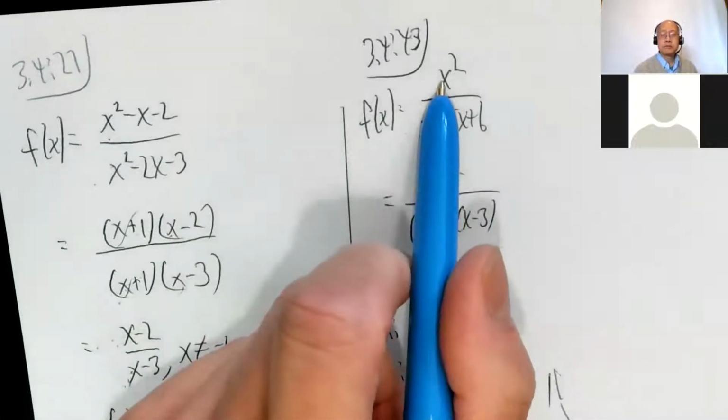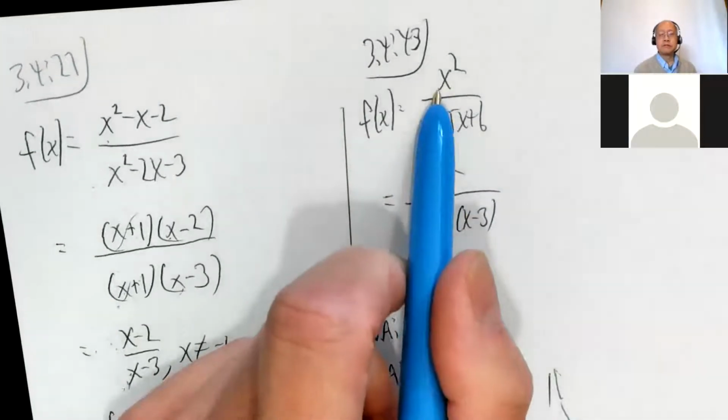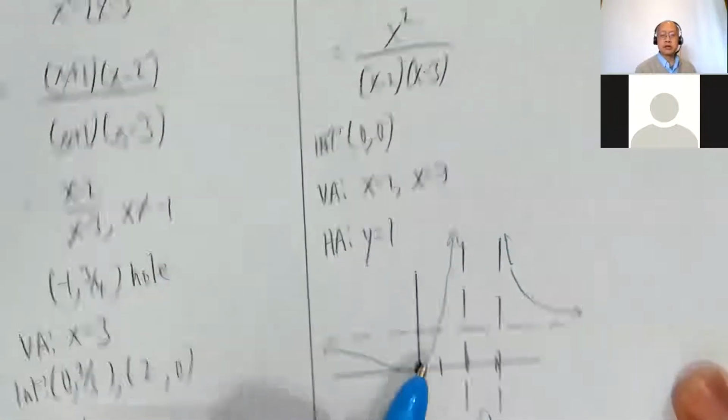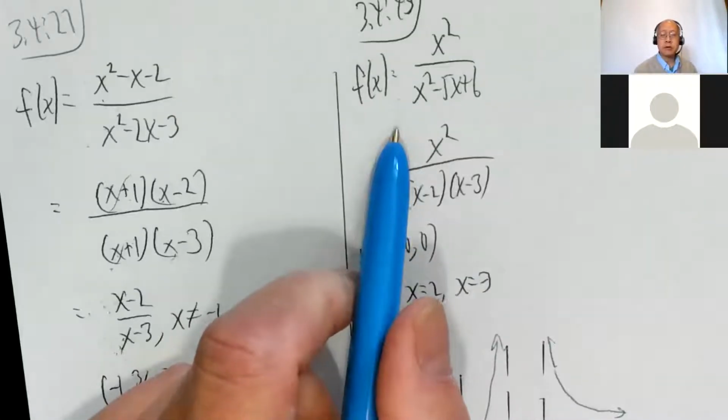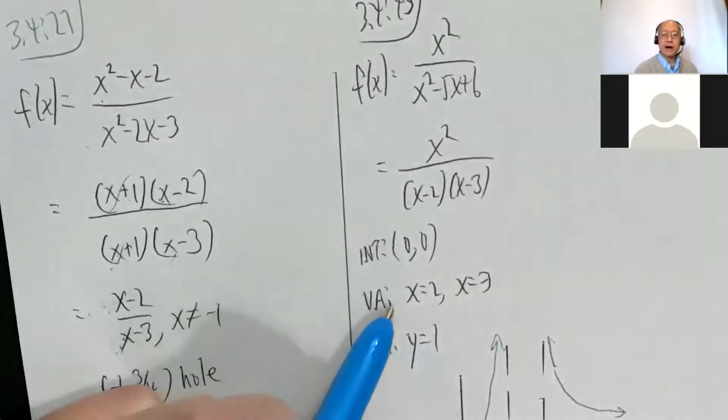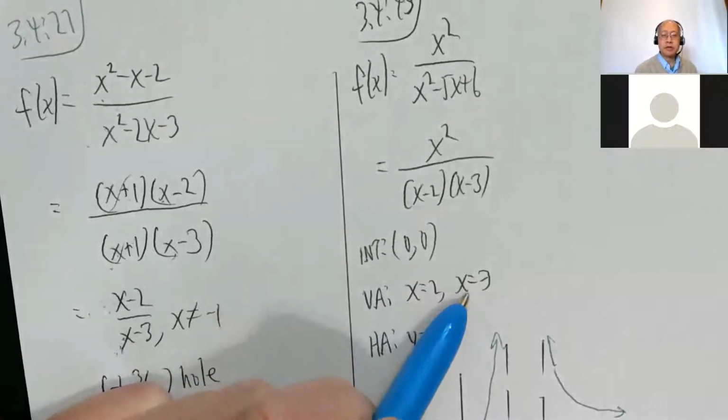Intercept. What do you get when you plug in 0? 0. And when y is 0, x is 0. So the graph touches the origin, (0, 0). So the vertical asymptotes are x equals 2 and x equals 3.